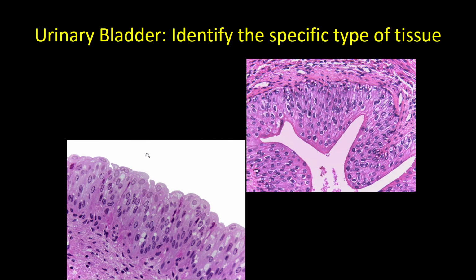Taking a look here, we have our transitional epithelium. This is all our transitional epithelium. This is allowing for expansion of the urinary bladder. Whenever you're seeing urinary bladder, you're only thinking of one type of epithelium, and that's going to be transitional epithelium.